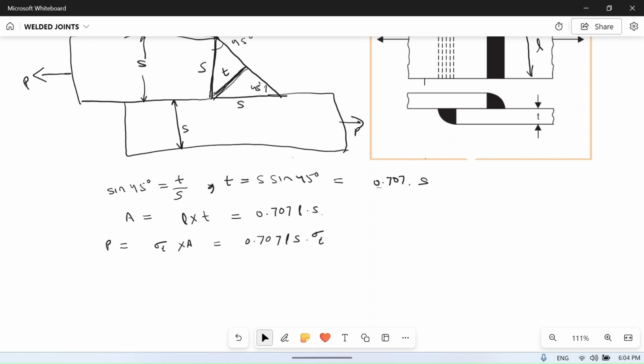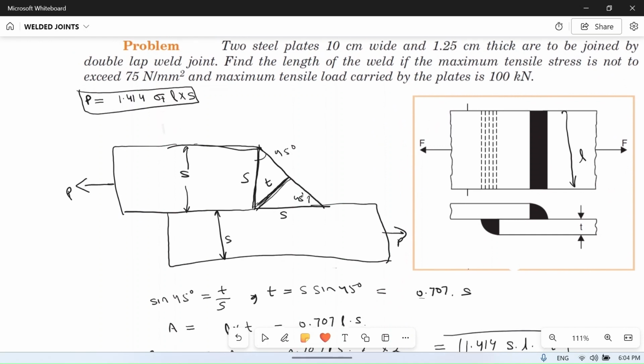Now there are two fillet joints, and we have considered only one fillet joint. There are two of the same length, so we multiply by 2, and it becomes 1.414 S into L into sigma T. This is the formula which we have already written here.